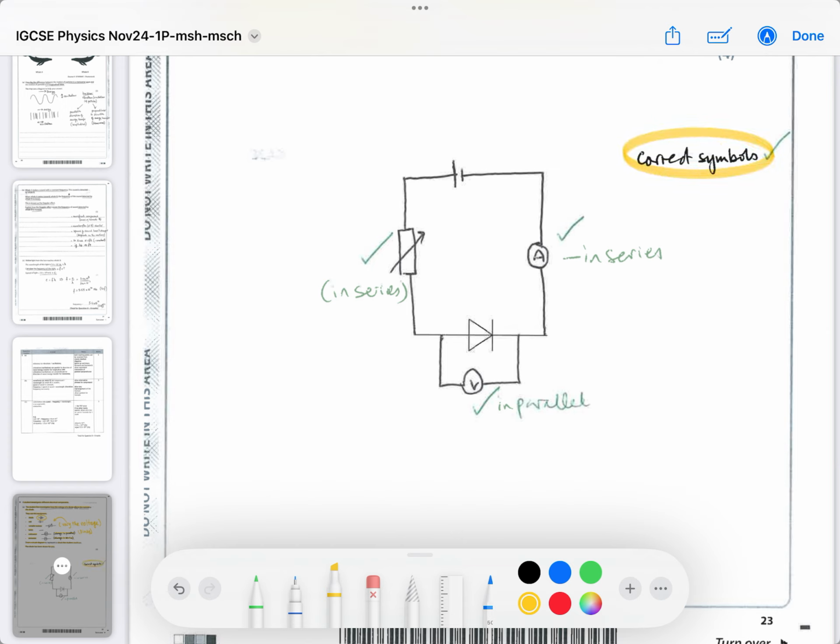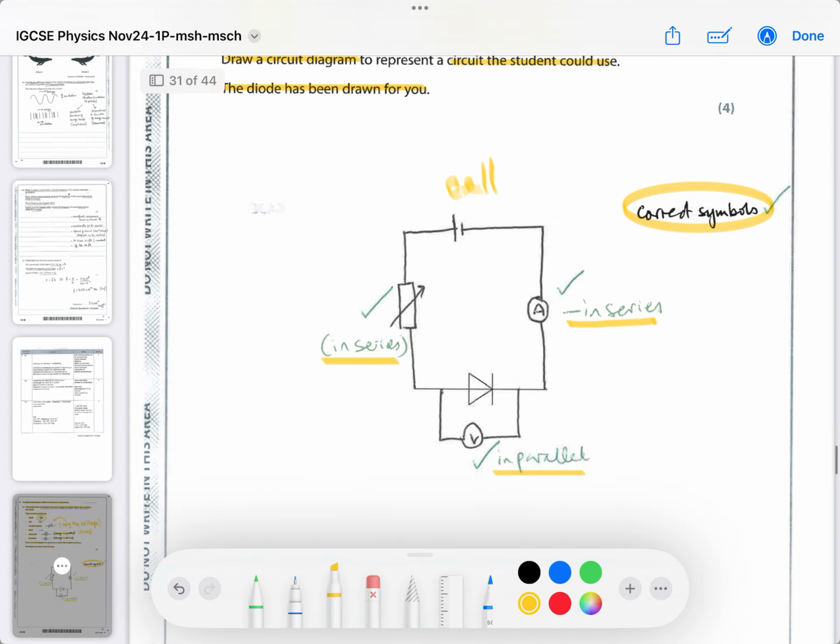So I've already discussed that with you. So the ammeter, the cell, and the variable resistor are all in series with the diode, and then the voltmeter must be in parallel. Okay, and that's basically it. And then the other mark is for putting the ammeter in series, so all the circuit symbols correct, and the variable resistor in series. Okay, so that will get you 4 marks where I put the ticks.